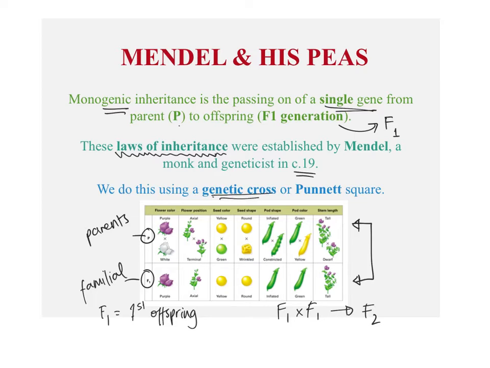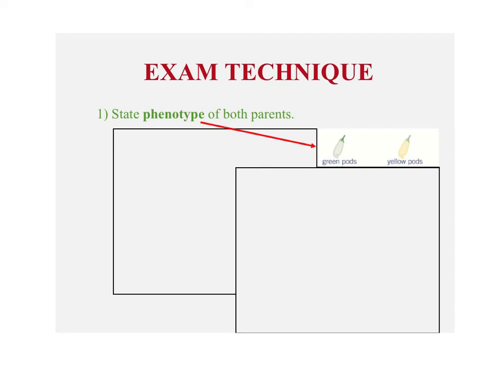You will have done these very simple ones at GCSE, but unfortunately for A-level there's a very specific set of rules that we have to follow. So let's get started. The first thing you need to do in any Punnett square is to state the phenotype of both parents, what they look like.